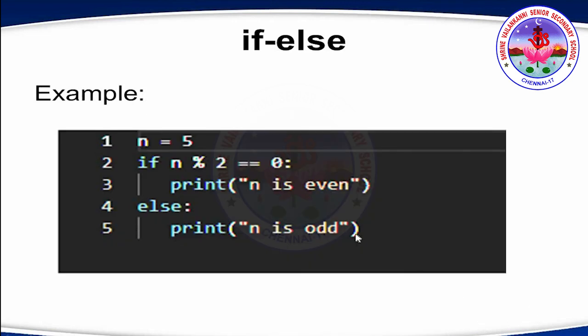So let's see an example. n is equal to 5. If n % 2 is equal to 0, print n is even, else print n is odd. So here n has a value 5. We have an if condition, n % 2 is equal to 0. So if n is 5, the true part is ignored because n % 2 is not equal to 0. So the else part is executed, where print n is odd is printed.